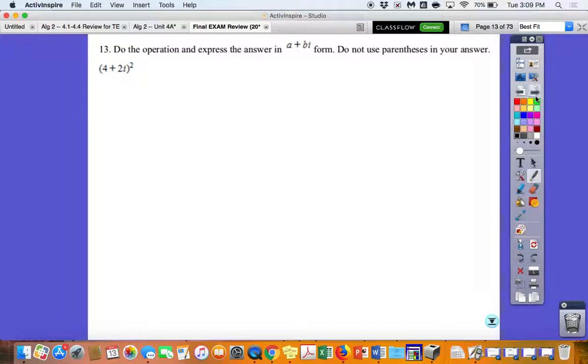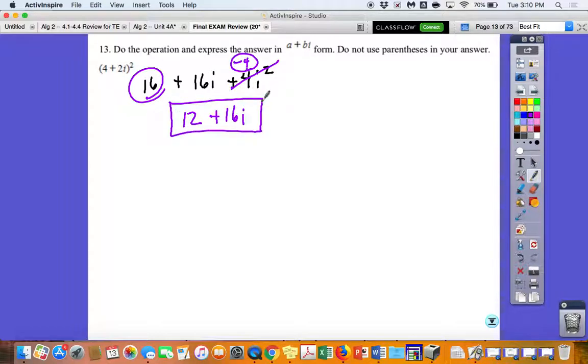So squaring it: square the first, 16. Twice the product. So do the product, that would be 8i, double it, 16i. And then square the last. You've got to square the number as well as the i. Well, the same thing happens here. The i squared takes that, multiplies it by negative 1, makes it negative 4. Put that with the real part over here. 16 minus 4 is 12. There's not another imaginary part, so just bring it down.